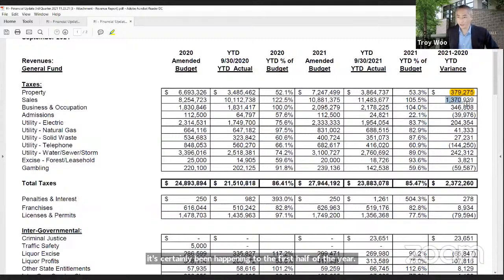Sales tax, we've had a lot of discussion. Obviously, you see the monthly emails that I send out where it's 13-14% higher than last year.